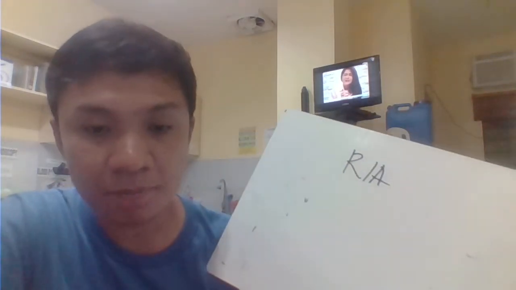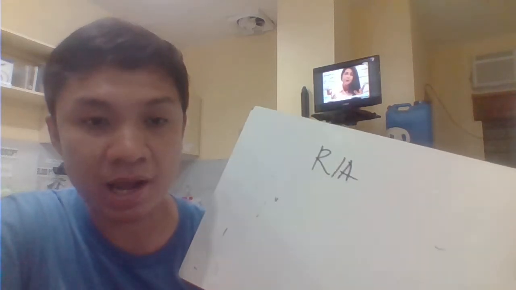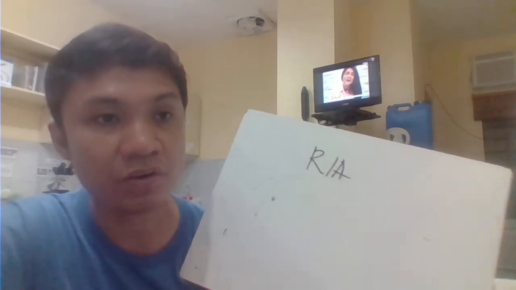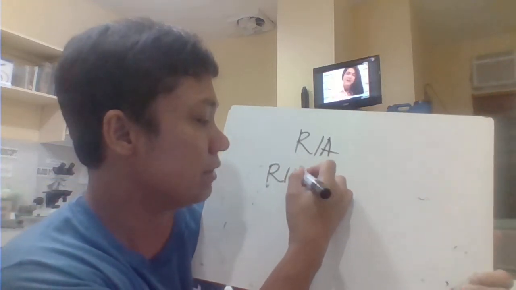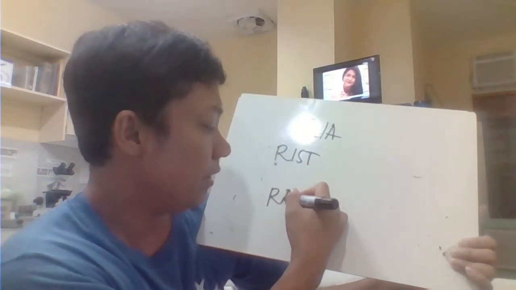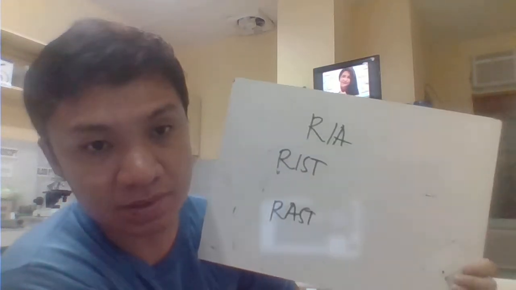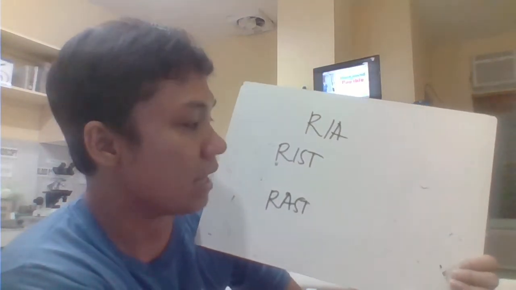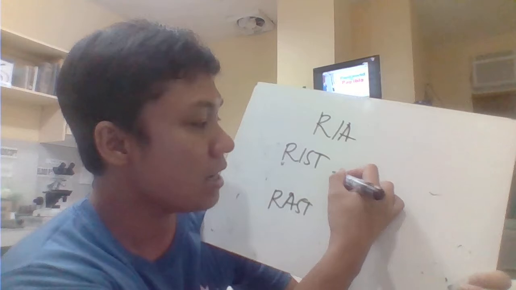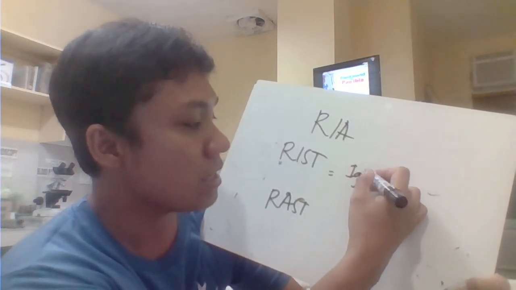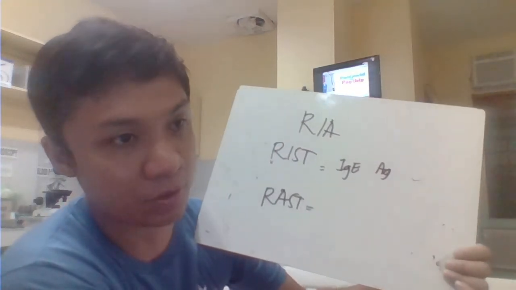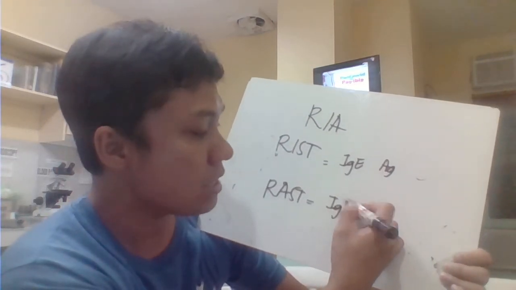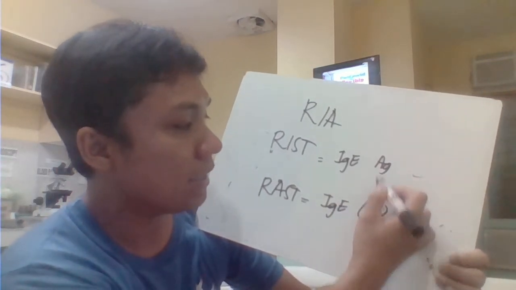Okay, we have your example of your application of the radioimmunoassay. We have here for detection of your IgE in the case of your allergic reaction. So may tatawag tayong RIST. And we have also your RAST. RIST stands for radioimmunosorbent test. What you are detecting here will be your IgE as your antigen. RAST naman, radioallergosorbent test, so detecting for IgE as your antibody.